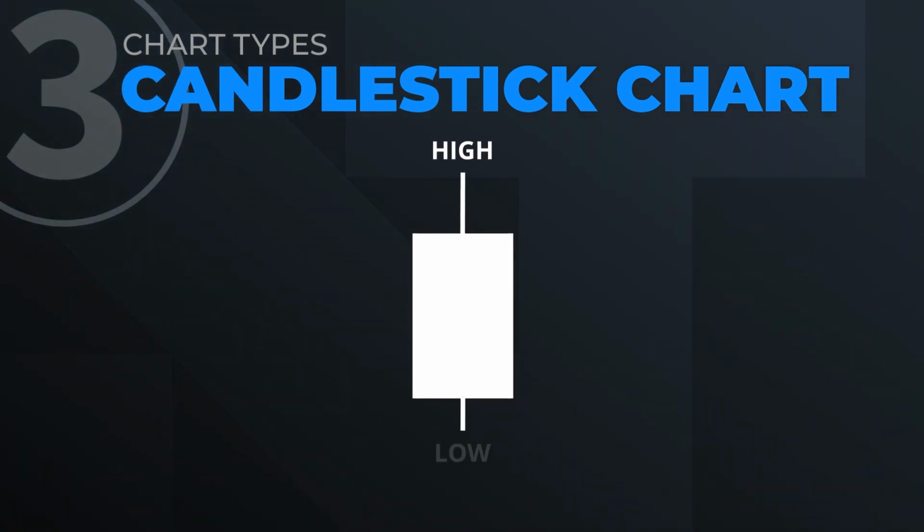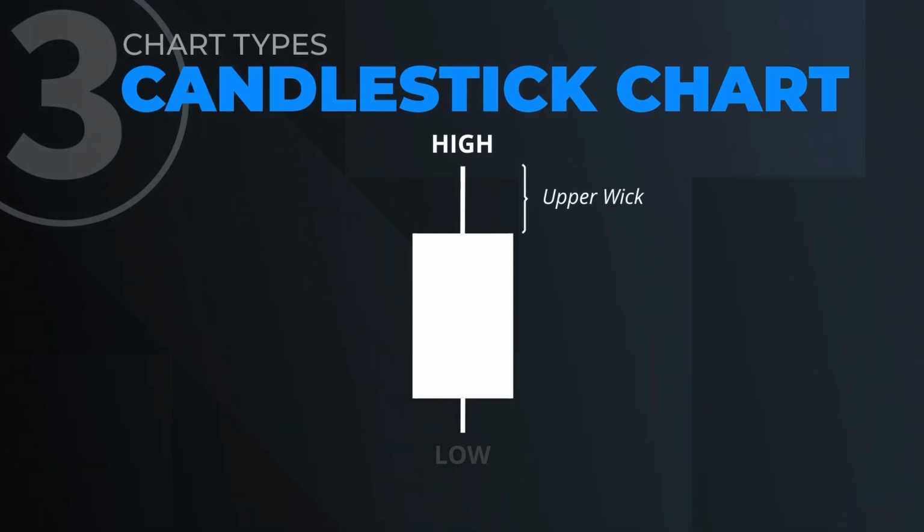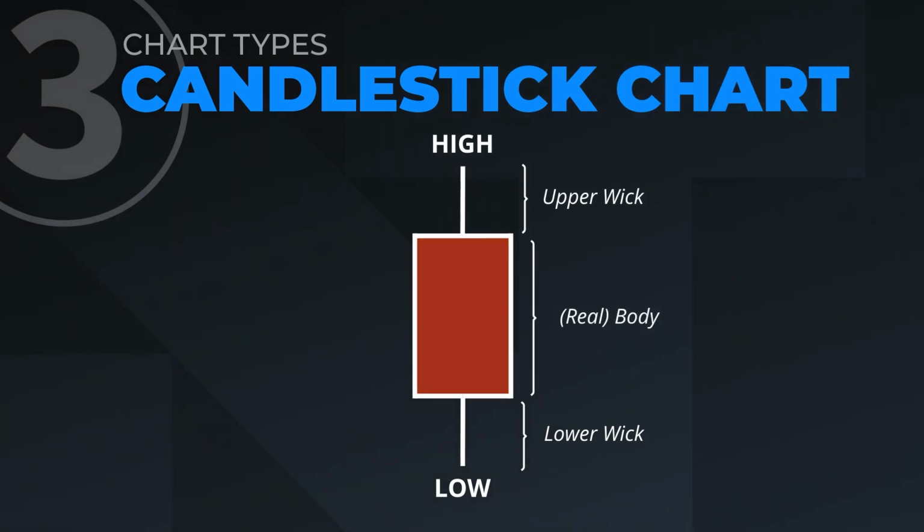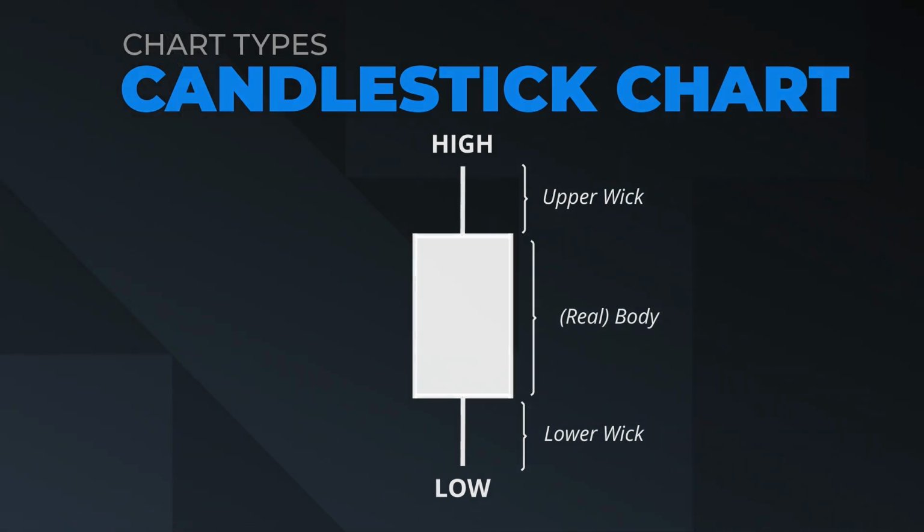The distance from the top of the body to the high is called an upper wick, and from the bottom of the body to the low is the lower wick. One benefit of candlestick charts over bar charts is that the color of the candle makes it easier to determine direction or price action for the interval.